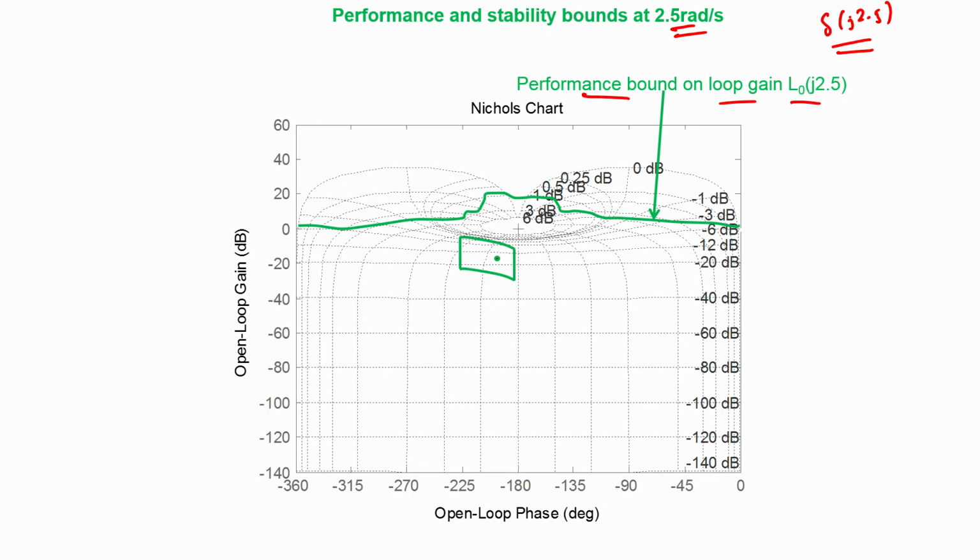Likewise we cannot forget about stability at 2.5 radians per second. So assuming that the gain crosses over at 2.5 radians per second, we want to make sure that the maximum value of T1, or magnitude of T1 max, is within the specified stability limit, or in other words it is within 3.5 dB. So we have also computed the stability bound at 2.5 radians per second, and the stability bound is another closed curve that is shown here.